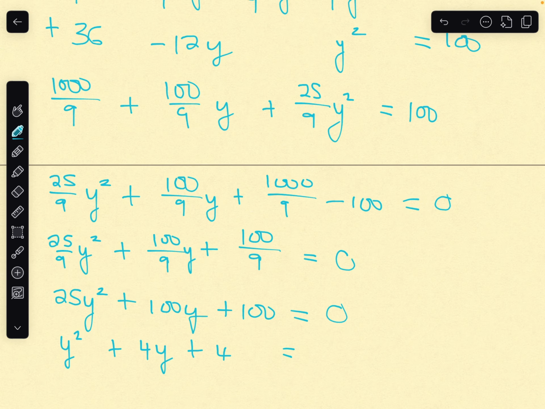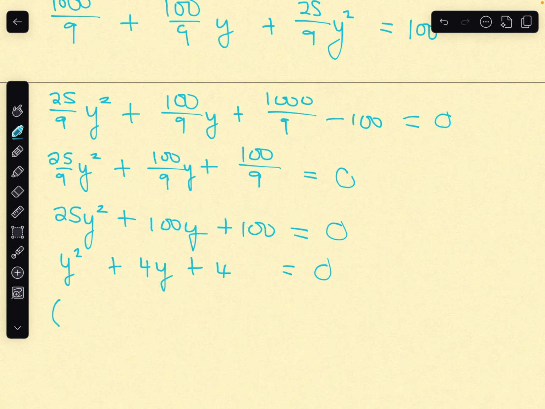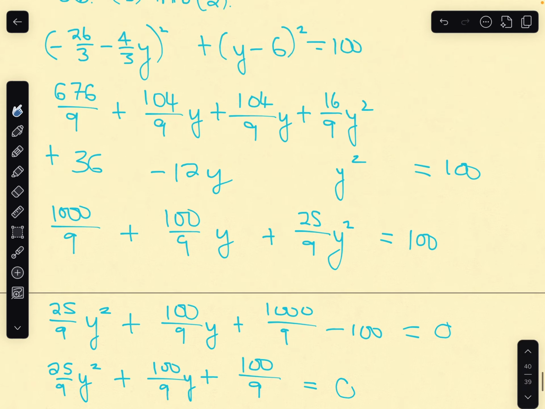So this is y squared plus 4y plus 4. Nice little trinomial that we can factorize as y plus 2 squared is equal to 0. So y is actually just one solution, which is what we expected. Sometimes we get so caught up in the algebra, we forget what we're solving.